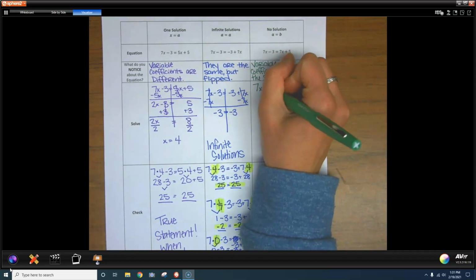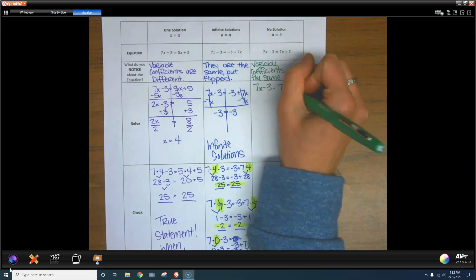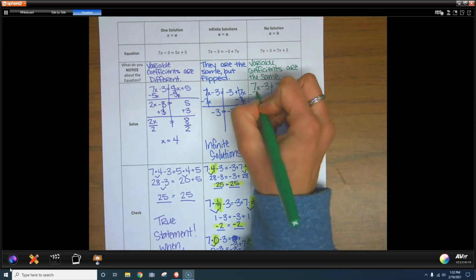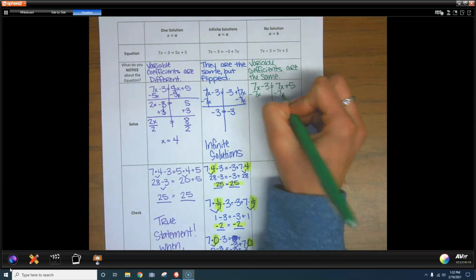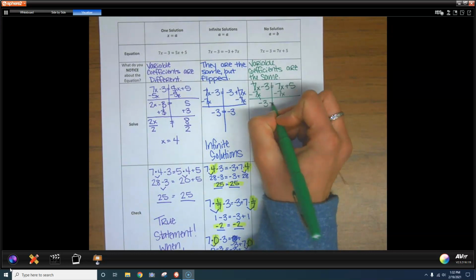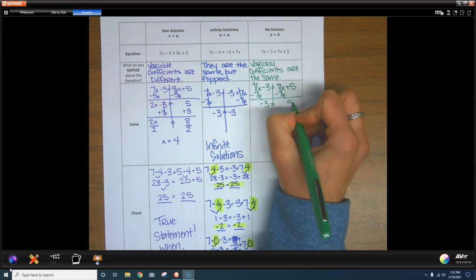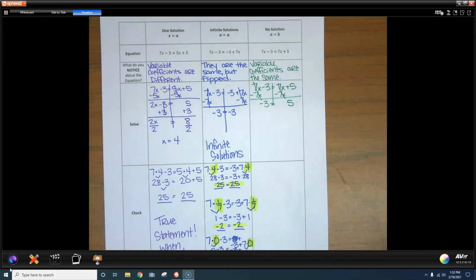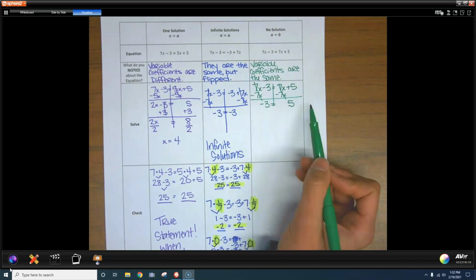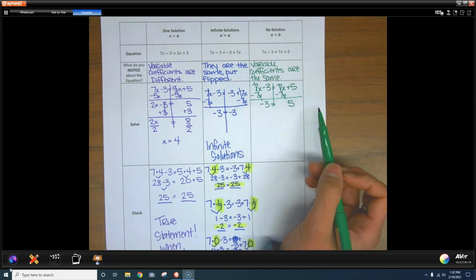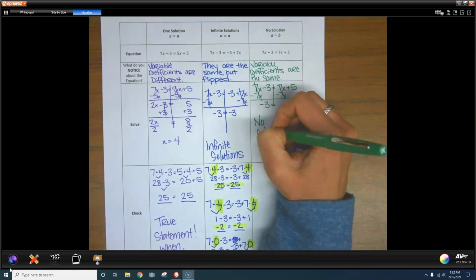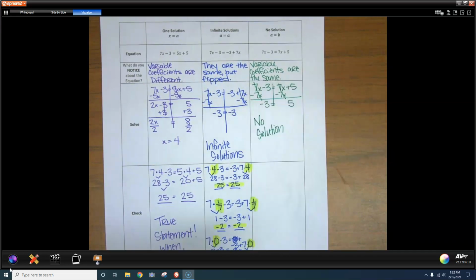7x minus 3 equals 7x plus 5. Minus 7x from the left, minus 7x from the right. Those go away, and I'm left with negative 3 equals, my variables are gone. All right, so now I'm left with negative 3 equals 5. These two numbers are not balanced. They are not true. This is an unbalanced equation. So what that means is that there is no solution. There is no number that we can make these balanced.